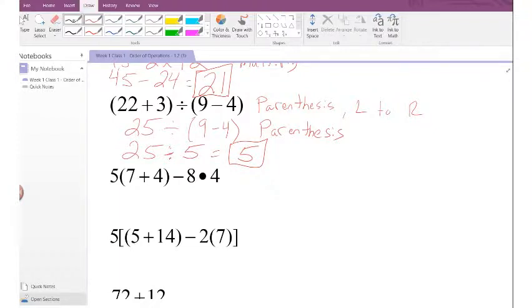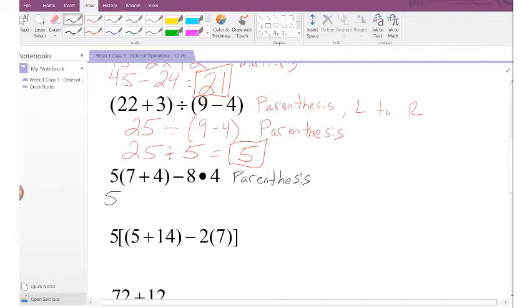All right, so what operation are we going to work with first here? Parentheses. Again, please make sure you are structuring your work the way I'm structuring mine. 5, parentheses, what's 7 plus 4? 11 minus 8 multiplied by 4. Evaluating left to right. What comes next? 5 multiplied by 11.